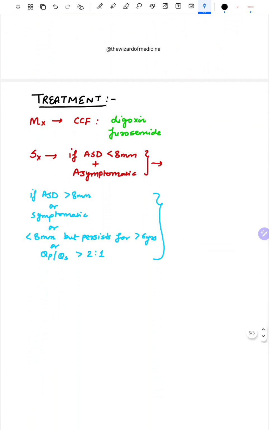So what about the treatment? Obviously medical management will be to treat the complication, that is congestive cardiac failure, with digoxin and furosemide. But what about surgical management? Do we require surgical management in ASD? Now if the ASD is less than 8 mm and it is asymptomatic, then this ASD will undergo spontaneous closure. We need to make sure that it undergoes spontaneous closure, and if it does not, then before the child goes to school, that is before 4 years of age, we should close it.